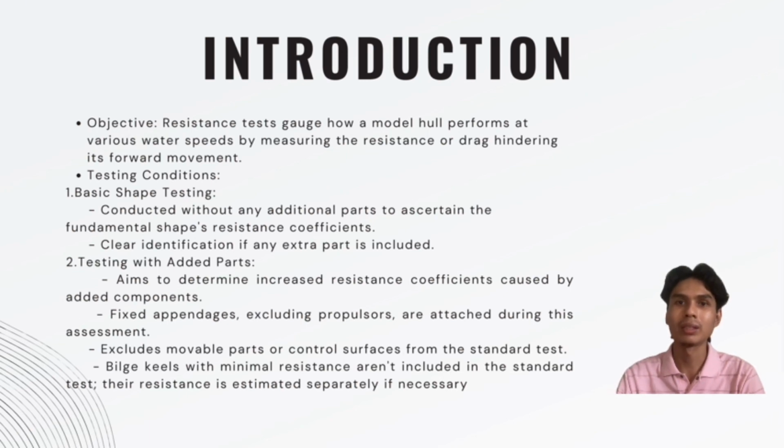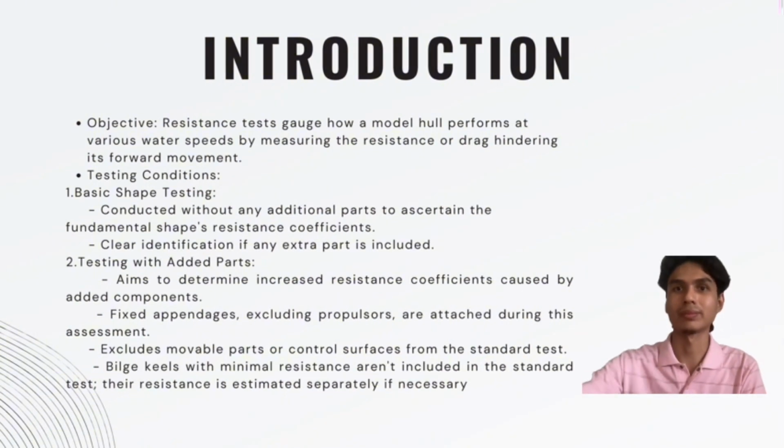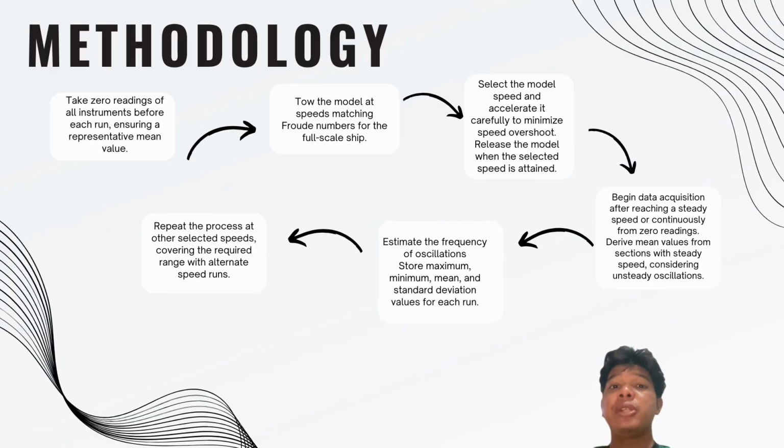All fixed appendages except the propulsor should be attached. Movable parts or control surfaces are not part of the standard test. If appendages have minimal resistance, they are not added in the standard test. Instead, their resistance is estimated separately. So let's begin the procedure of this experiment.